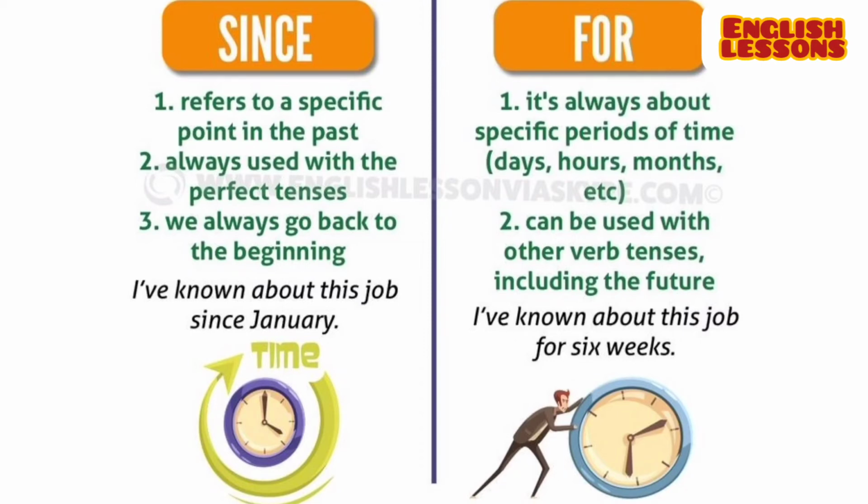For example of since. I've known about this job since January. Since January. It's about time. For example of for. I've known about this job for 6 weeks. Specific point in the past. Specific periods of time. That's number 11.